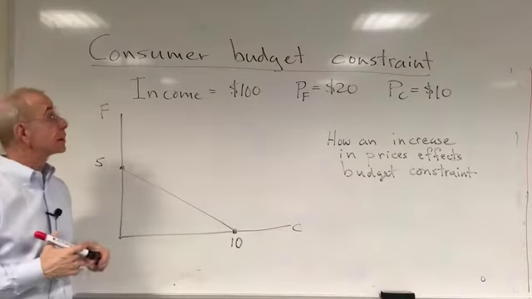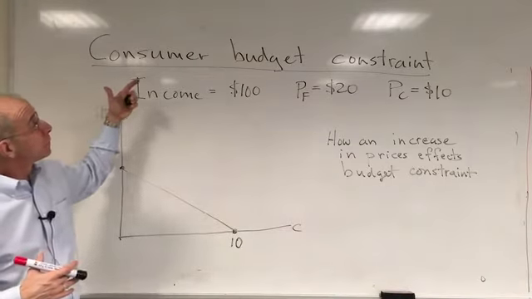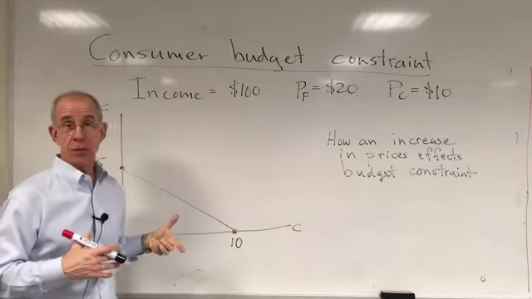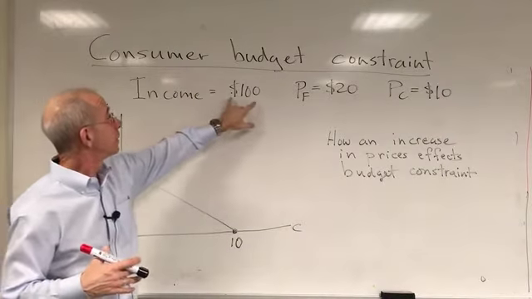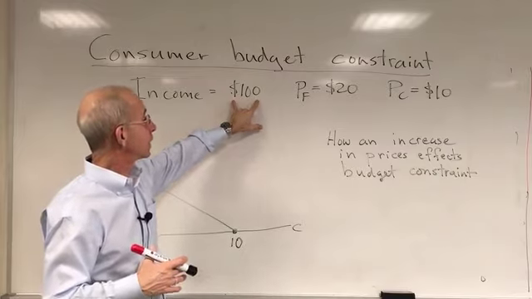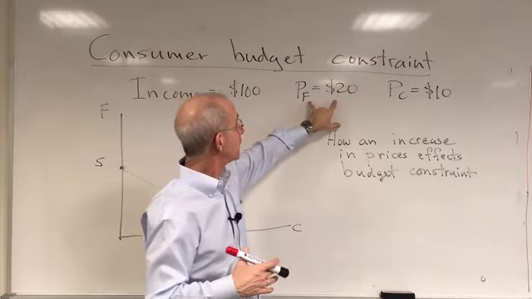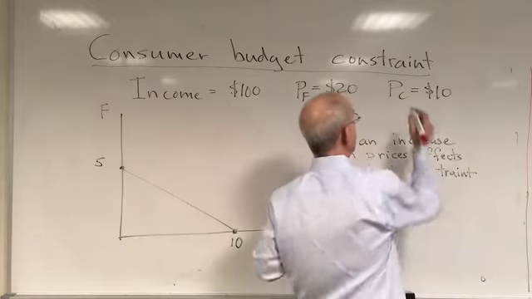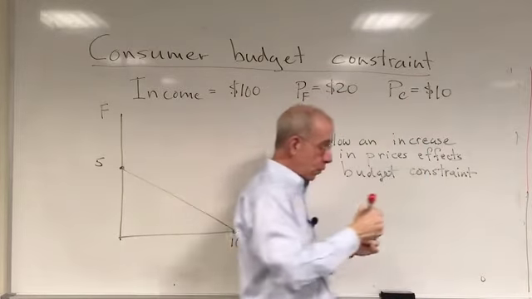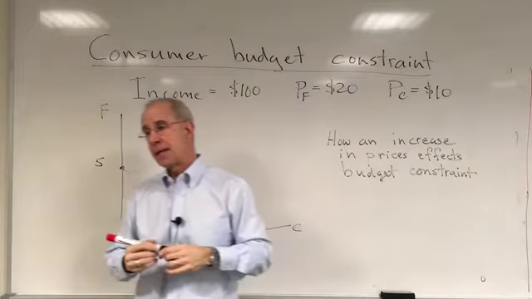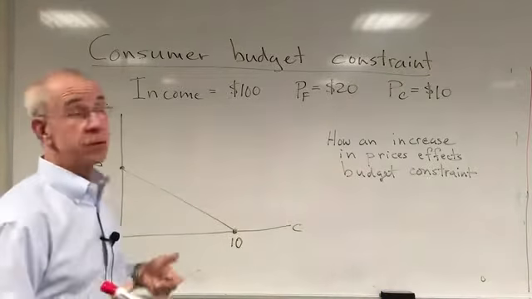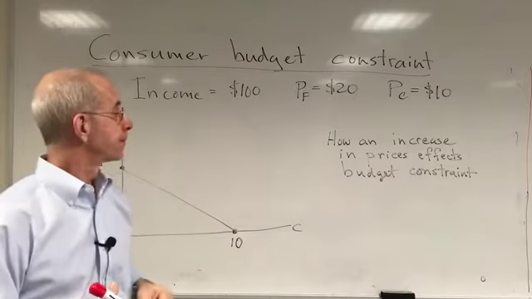So we just talked about deriving a consumer budget constraint with $100 as the total income, where the price of food is $20 and the price of clothing is $10. And again, we had this idea in mind that consumers spend all of their income on these two products.